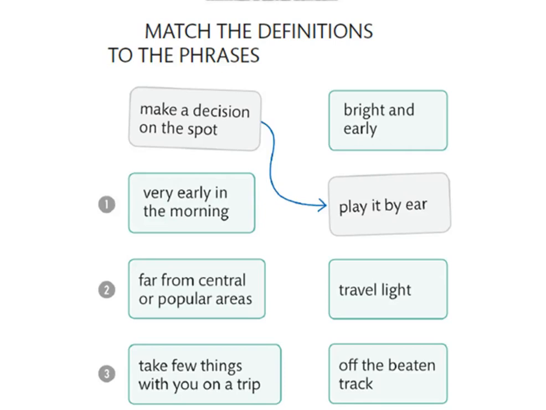Number 3, take few things with you on a trip. To travel light. It means like you don't heavy yourself up with things, many things.